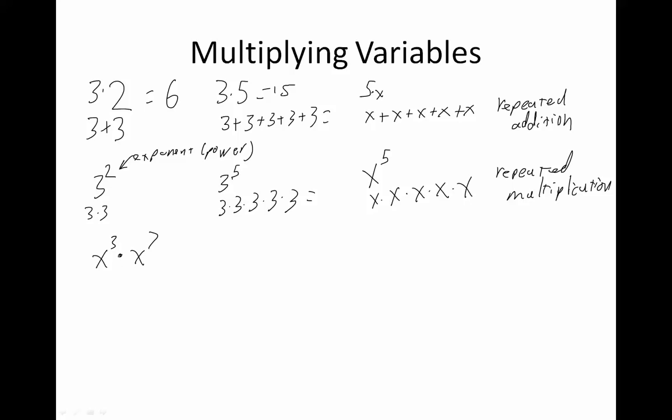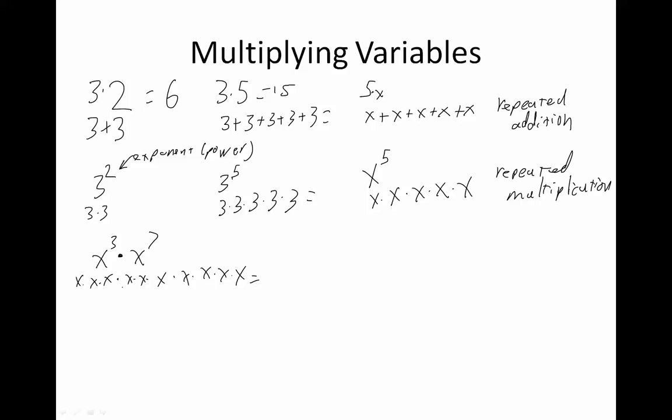Notice that we're multiplying these two variables together. Well, I know one way that I can do it. I could take this x to the 3rd and make it x times x times x. And then I need to multiply that by this one, which I could make x times x times x times x times x times x times x. That's 7 x's. And then how many times did I really multiply x together? Well, I multiplied it by itself 3 times here, and then I multiplied that by itself 7 times here.